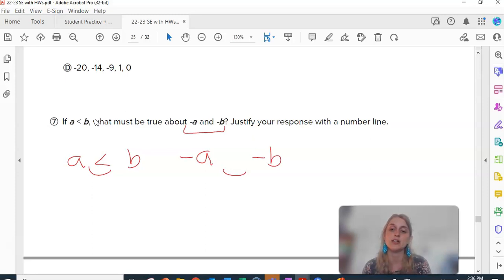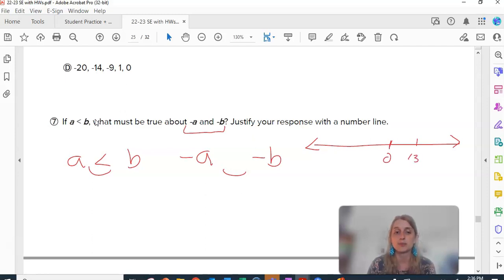Justify means prove it. So my way of proving it would be actually to pick a number for A. Be like, okay, this is my number A and it's really 13. And this is my number B and it's really 20. And then show me what those opposites look like. This can support your answer for proving why you choose whatever symbol you choose to go right here.